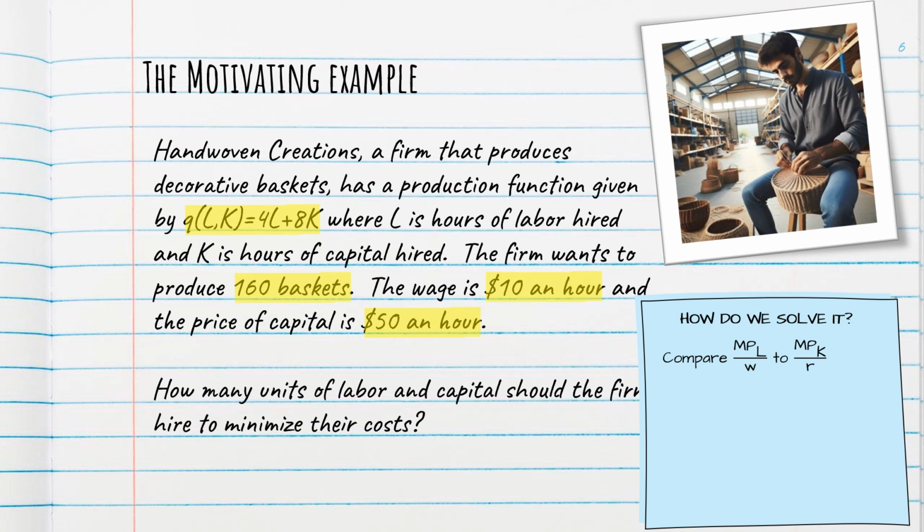There's one last possibility that we need to talk about. If these two ratios are equal to each other, that actually means that the slope of the isoquant is exactly equal to the slope of the isocost lines. In that case, the tangency condition holds everywhere. We can't say what basket is optimal. We can just say that any input choice that meets the isoquant condition, meaning that produces 160 baskets, is optimal.